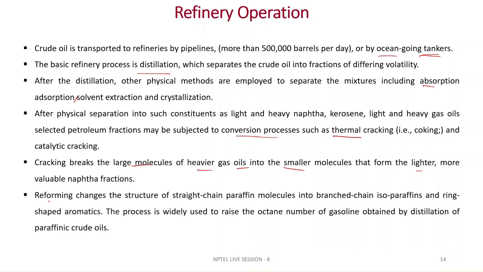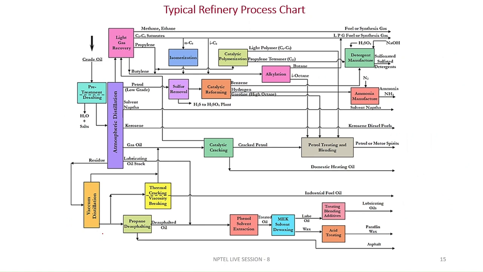And also one more important chemical operation, that is reforming, that changes the structure of the straight chain paraffin molecules into branched chain isoparaffins or ring structure aromatics. This process is widely used to raise the octane number of the gasoline obtained by distillation of the paraffinic crude oil. Now you can see this is the typical refinery process chart. It almost covers an overview of all the products and their subsequent processing.